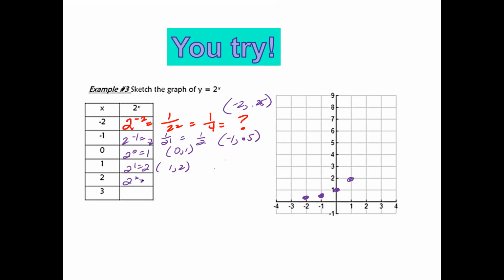Then you have 2 squared, so that's 2 times 2, which is going to give you a 4. So your next point is 2, 4. And of course, your last one is 2 to the 3rd power, so that's 2 times 2 times 2, 3 times. And that's going to give you an 8. So your last point is 3, 8. So your work should look something similar to mine. Connect your dots, and this is your graph.